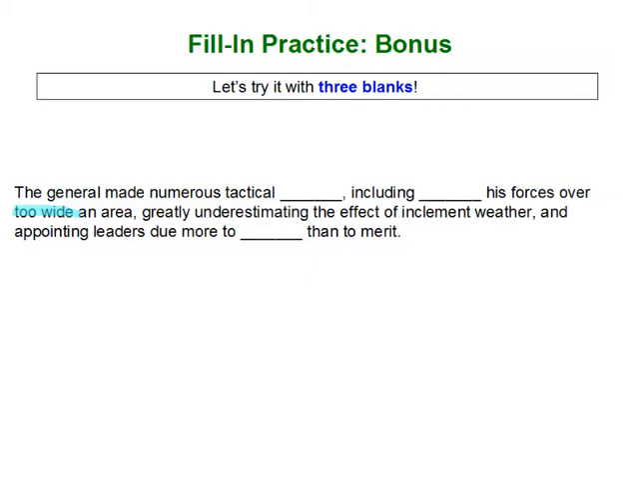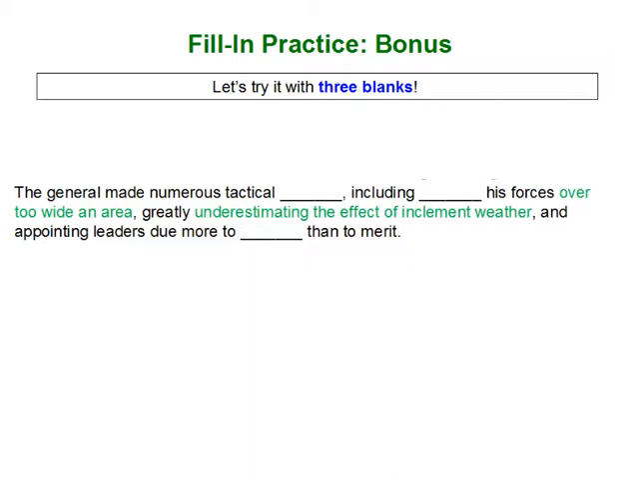Here's another thing that he did bad. He greatly underestimated the effect of the weather. And here's another thing that he did bad. This is really important to recognize that this is all a list of blunders, errors, or mistakes that he's making. And we know this concretely simply because of that too wide an area value judgment there, and also underestimating. So these are two bad things, two mistakes that he has made. These give us great insight into what the first blank will be.